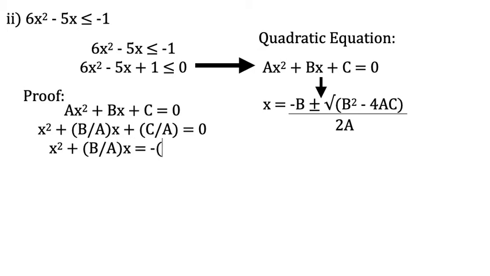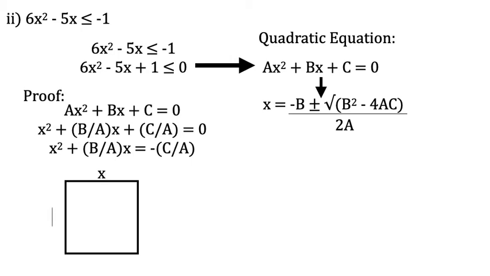This would give us something that looks like x squared plus b over a x equals negative c over a, giving us x terms on one side and constants on the other. If we were to look just at the left-hand side of the equation, we have x squared. X squared can be seen visually by drawing a square, the lengths of which are equal, in this case, to x, such that the length times the height of the square would be x squared.